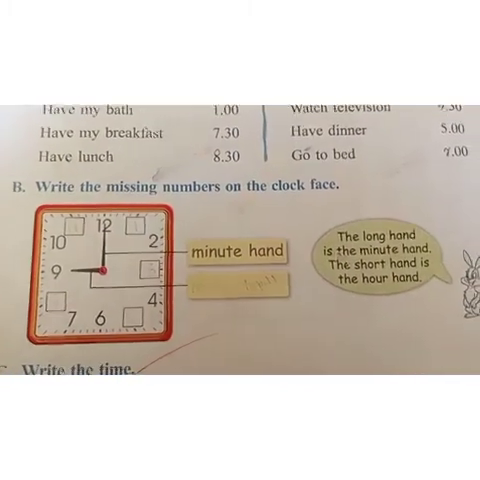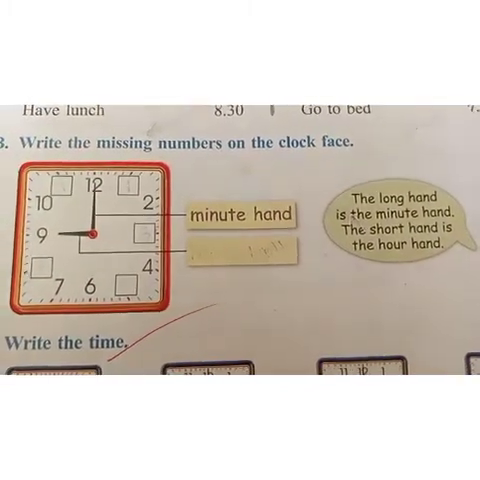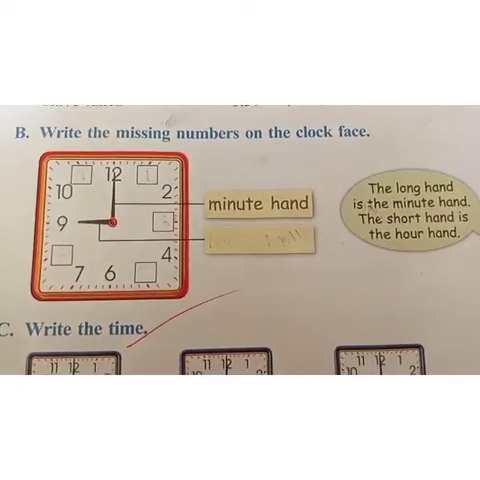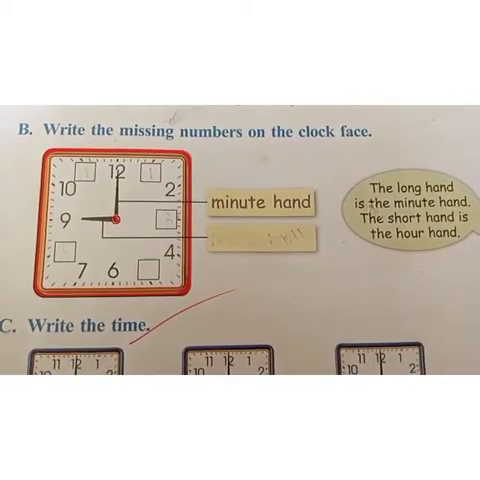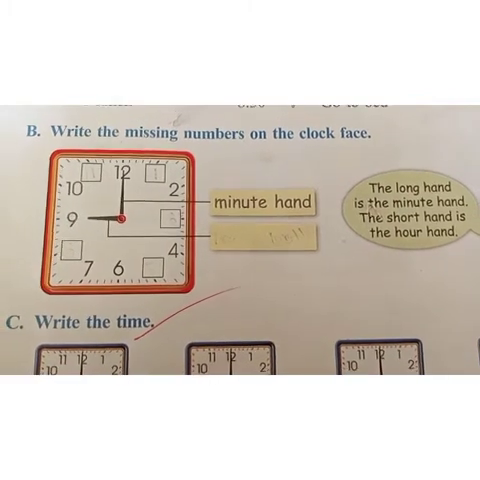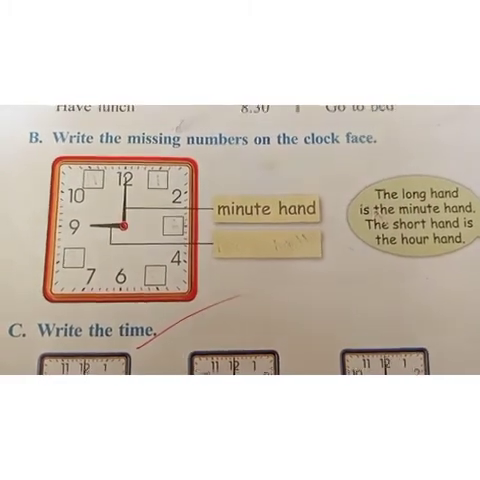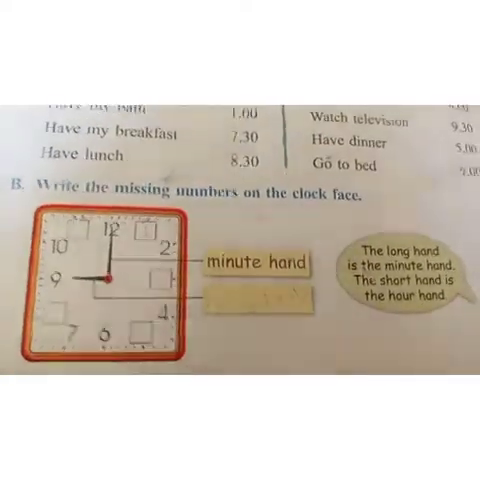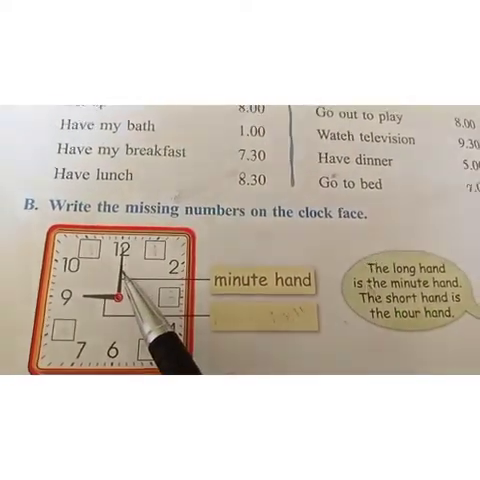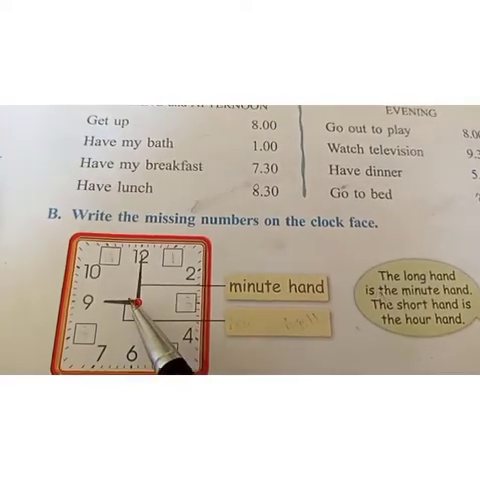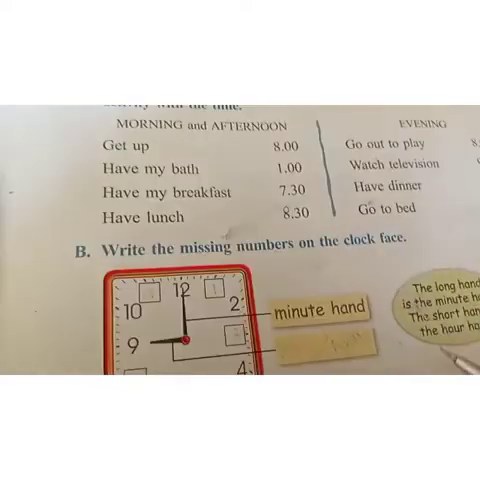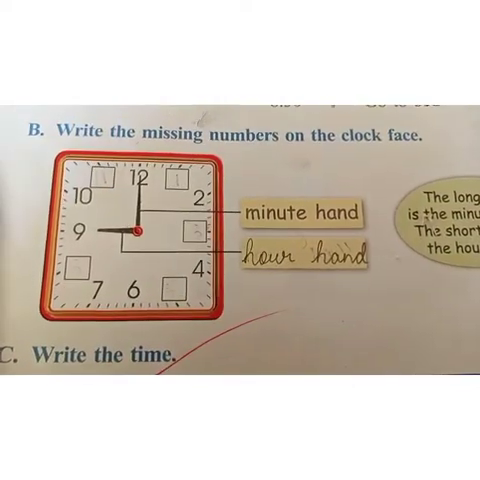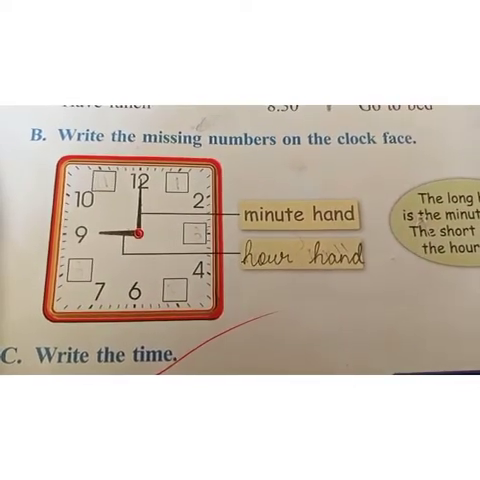Here, B. Write the missing numbers on the clock face. The long hand is the minute hand and the short hand is the hour hand. Okay, now we'll study the minute hand. This is the minute hand, this is the hour hand. So what are we going to write here, children? Hour hand. Okay, so this is the hour hand.